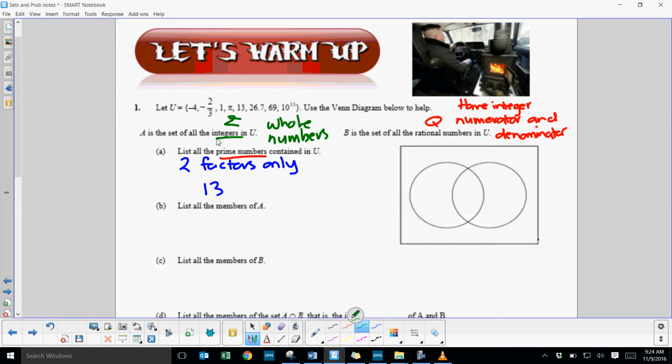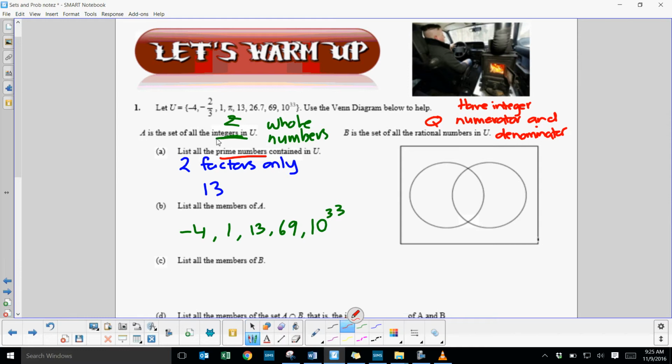Then you're asked to list all the elements of A. So remember, A are the integers, whole numbers. So we can go from left to right. So -4, you would probably agree that's an integer. -2/3, it's not because it's a fraction. 1 is an integer because it's a whole number. Pi is not because it's not a whole number. 13 is an integer. 26.7 is not, it's got a decimal. 69 is a whole number. And 10 to the power of 33, sometimes people are weirded out by this, but all it means is 1 with 33 zeros after it. So it is a whole number, it's just a really big whole number, so it's still an integer. So we've listed all the integers in the universal set.